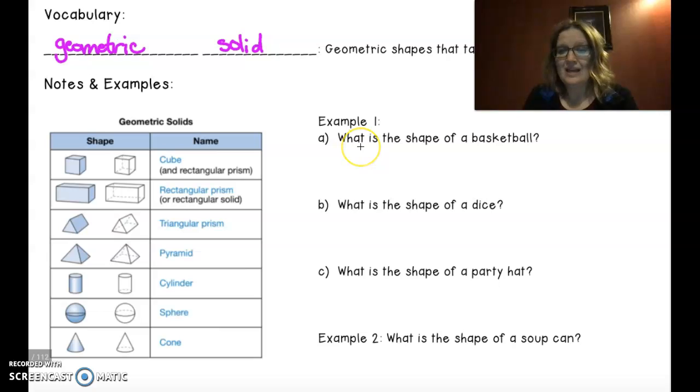So let's do a little bit of quizzing. What is the shape of a basketball? We look at our list and we can see that it is a S-P-H-E-R-E. It's a sphere. What would be the shape of a pair of dice? We know that they are cubes.